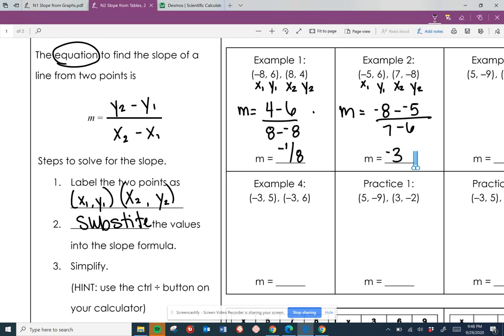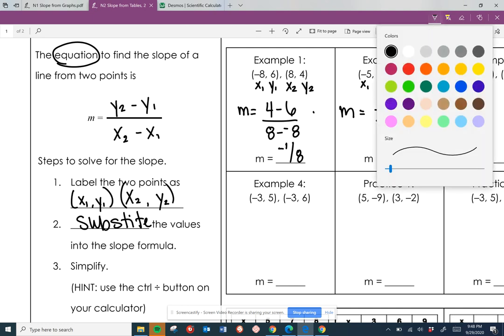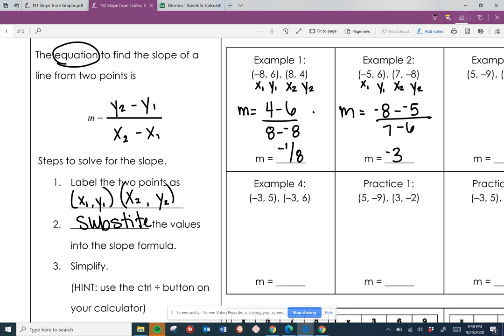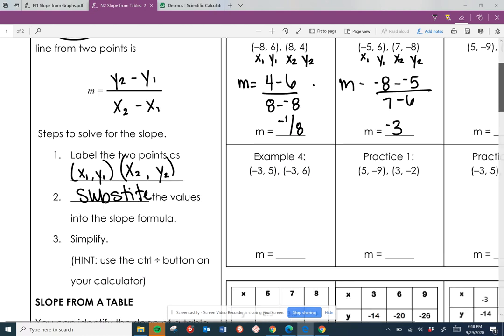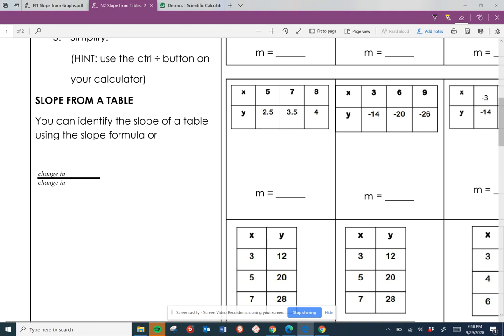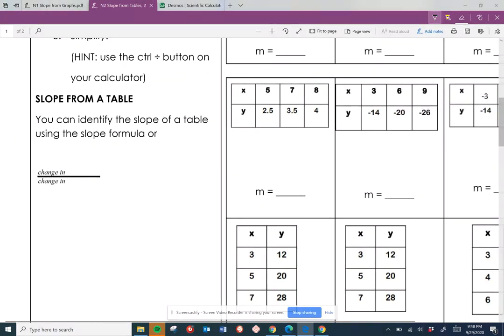Now let's look at some tables. Let's look for the instructions of how to calculate slope from a table. You can use the same formula that we just used, or you can just look for the change in y over the change in x.